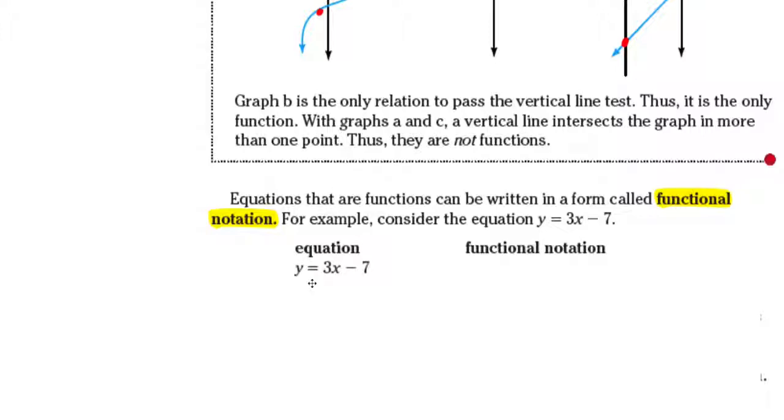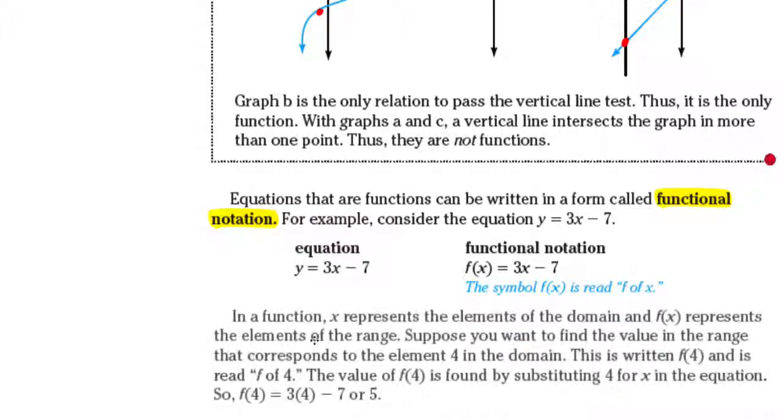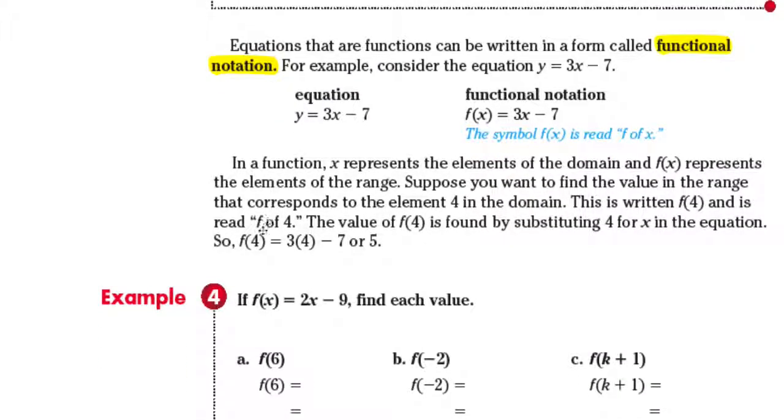The functional notation of 3x minus 7 is written this way, where this particular term or expression is read as f of x. So the symbol f parentheses x is read as f of x. Okay? So in a function, x represents the elements of the domain, and f of x represents the elements of the range. Again, in a function, x represents the elements of the domain, and f of x represents the elements of the range. So basically, f of x is your y.